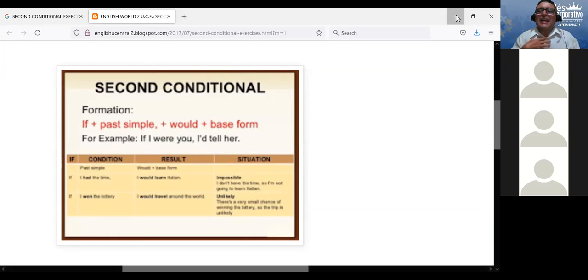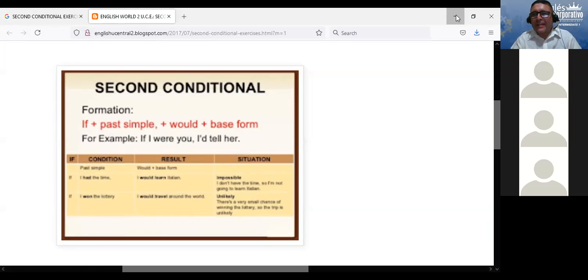How do you say si yo leyera más? Listen carefully. What is the past tense of read? Read. So how do you say si yo leyera más? If I read more, estaría más informado. I would be more informed. How do you say si yo comiera vegetales? If I ate vegetables.